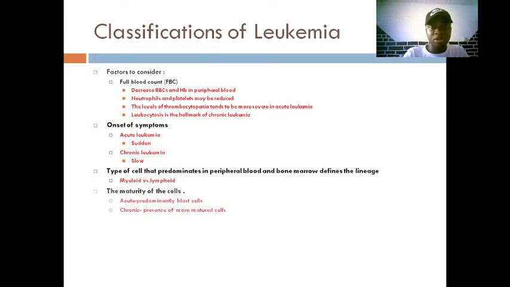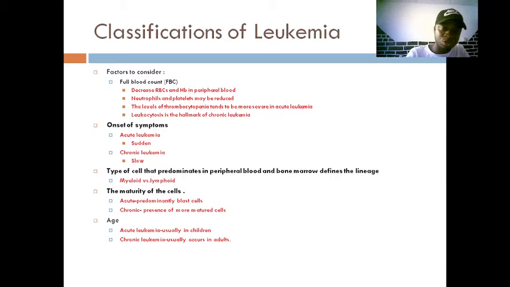Now the maturity of the cells. In acute leukemia they are predominantly blast cells. You see a lot of blast cells. But in chronic leukemia, there are a lot of mature cells. Presence of mature cells, very important. Then the age. Basically, acute leukemia usually occurs in children, and chronic leukemia usually occurs in adults. Take note of that. So if you want to classify leukemia, these factors can also be a guide.